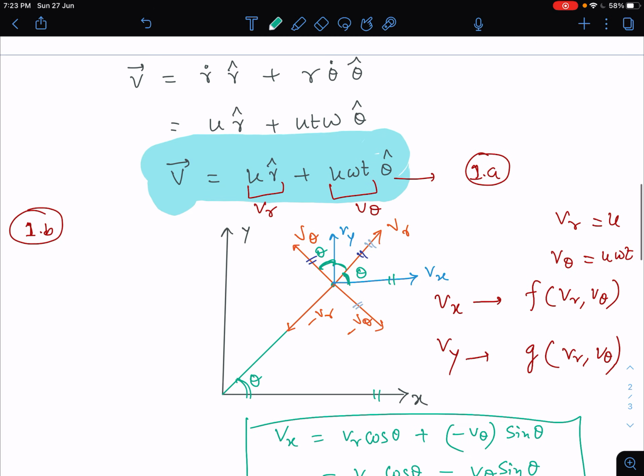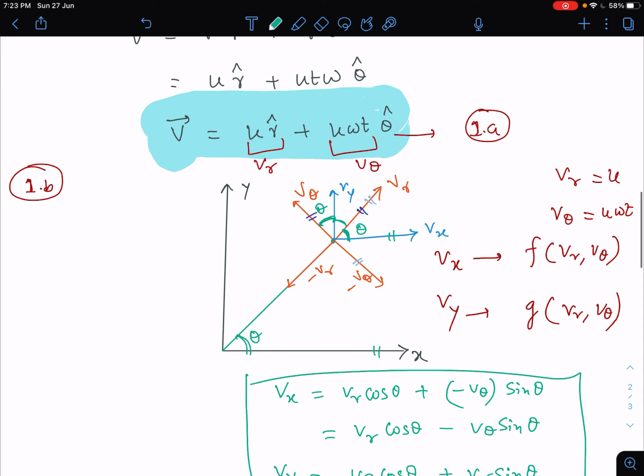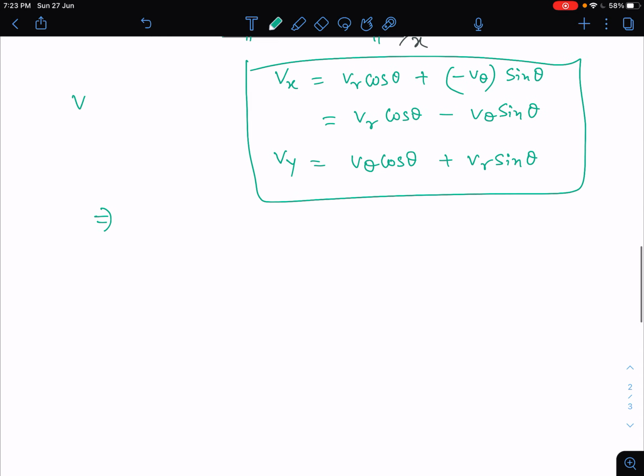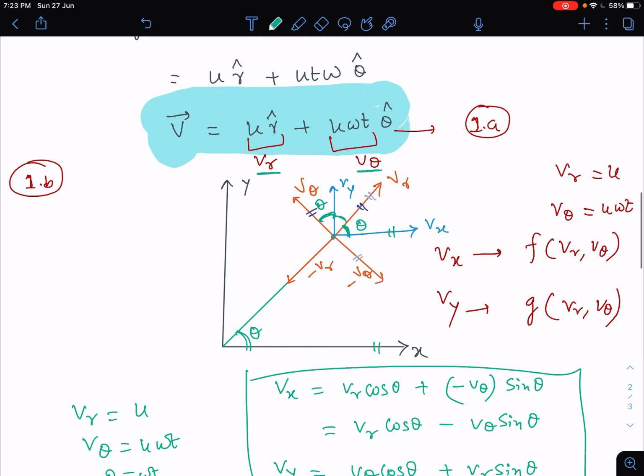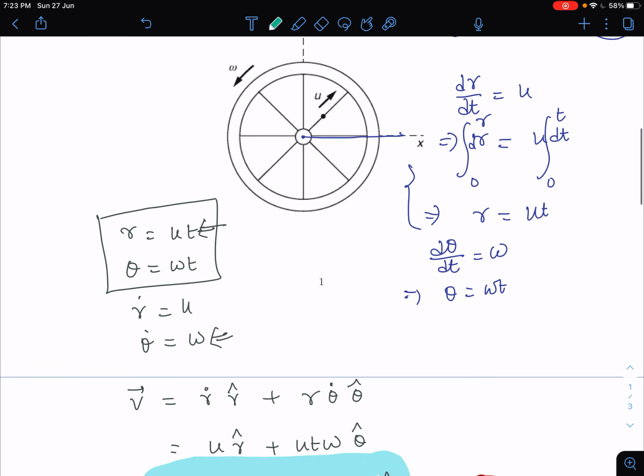So we already know that Vr is u and Vθ is u omega t. Now what is Vx? Vx is u cos omega t minus u omega t sin omega t. Since theta is omega t, we have derived it right there.